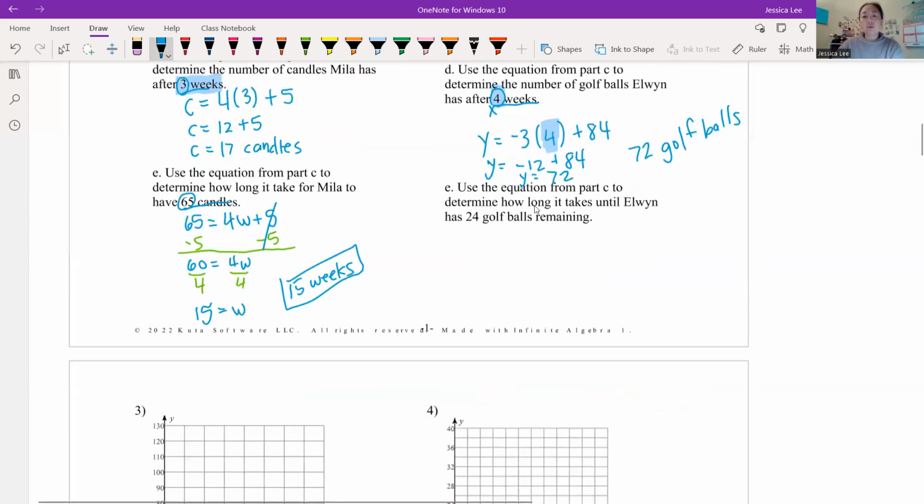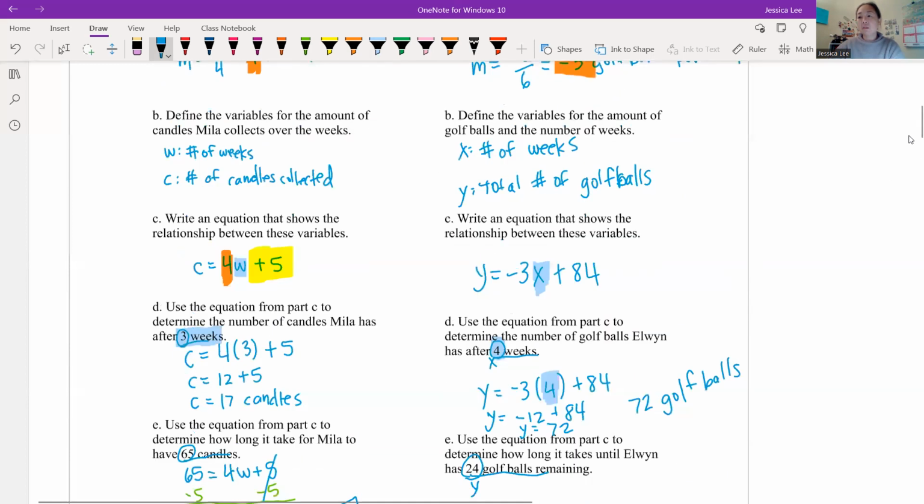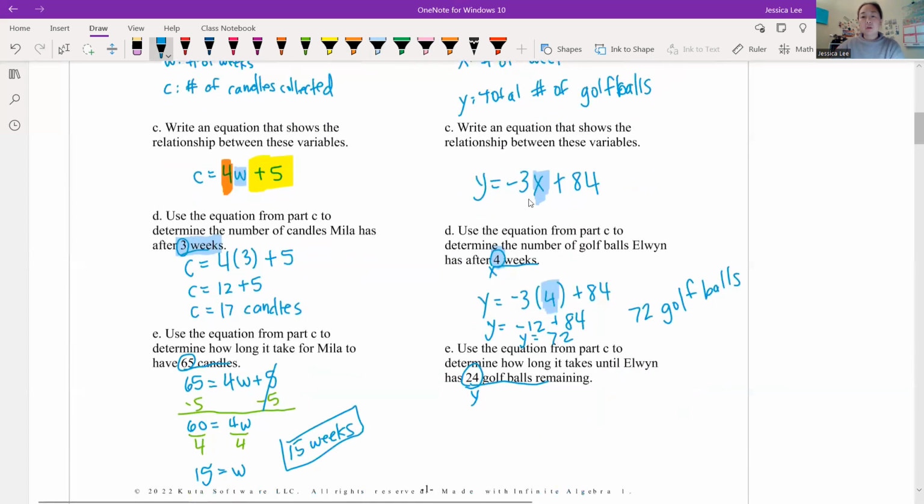So it says right here, use the equation to determine how long it's going to take for him to have 24 golf balls left, right? So 24 golf balls, remember that's our y. So instead of our y, we're going to plug in 24 equals -3x, because we don't know how many weeks. That's what we want to know. It says how long, right? Plus 84.